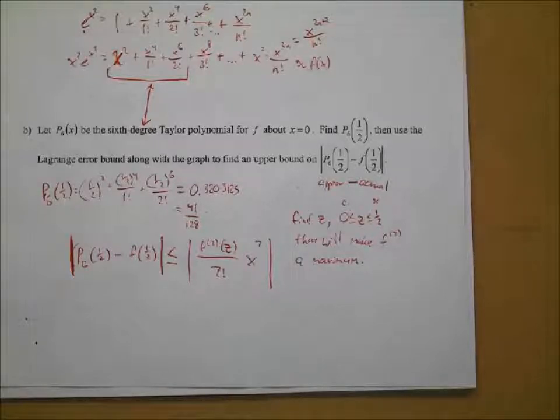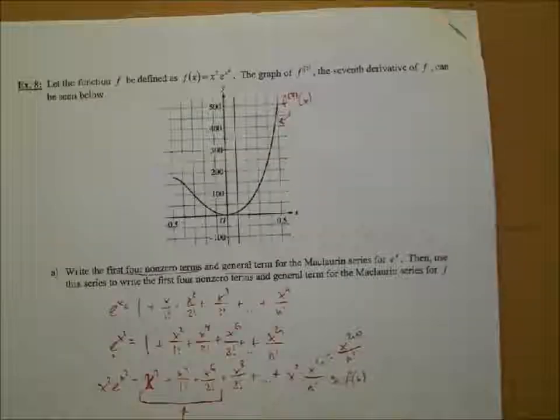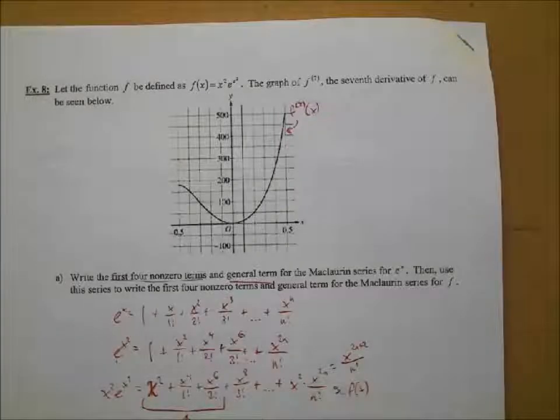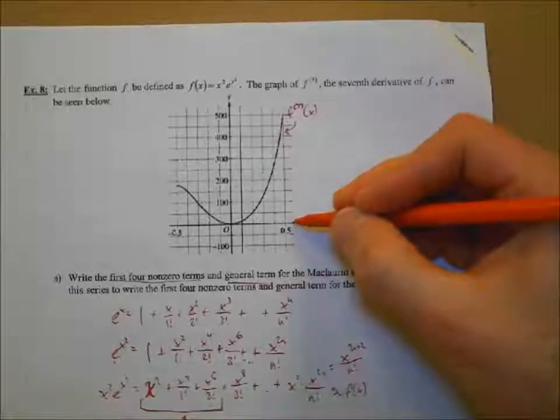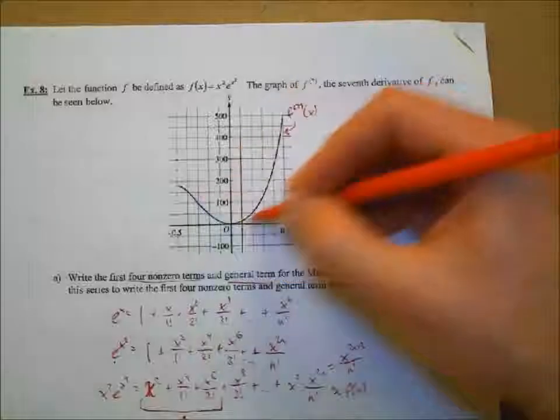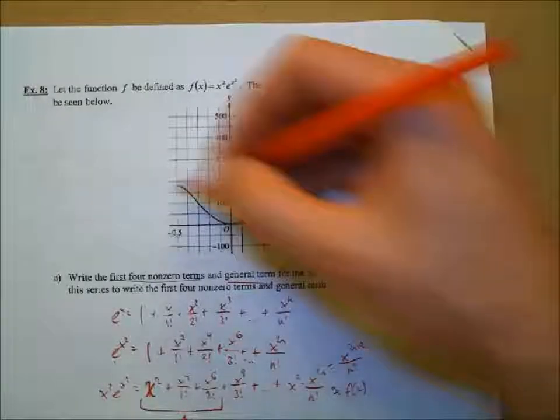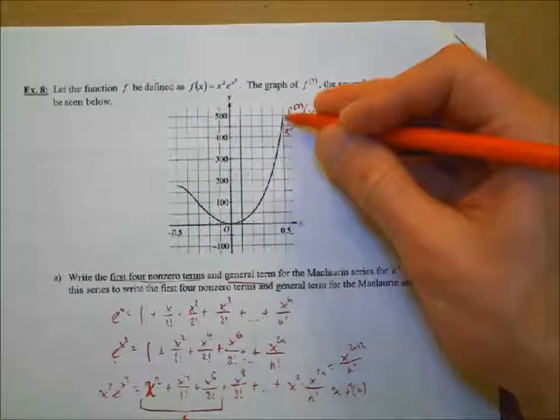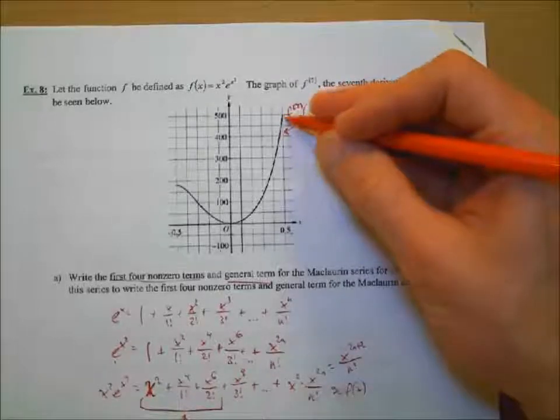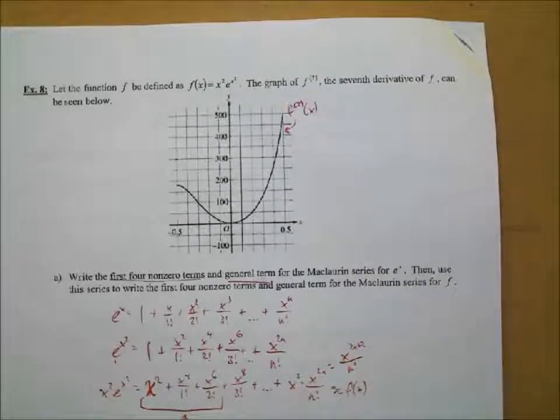But we don't know what the 7th derivative is. All we have is this graph of the 7th derivative. Where is the maximum going to be? At 1/2. Exactly right. Just look at the graph. This is the graph of the seventh derivative of f. At 1/2, we are at the highest point right there. So that's going to help us maximize our error.